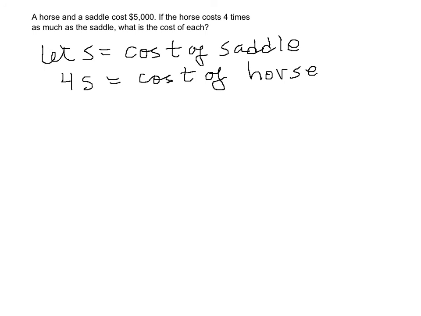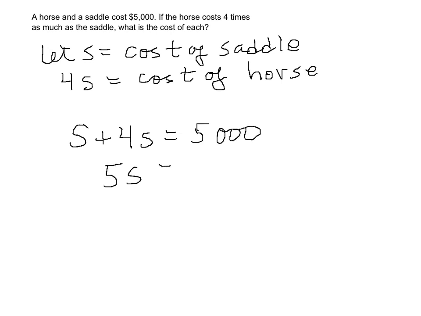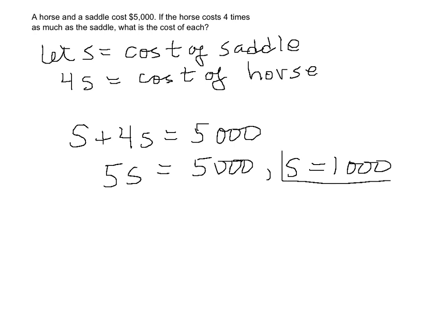Okay, so now I have variable expressions for each of those, and I'm told that combined they cost 5,000. This is pretty simple. S plus 4S is equal to 5,000. So that means 5S is equal to 5,000, which means S is equal to 1,000. Okay, important intermediate result. Let's put a box around it. Let's answer the question.